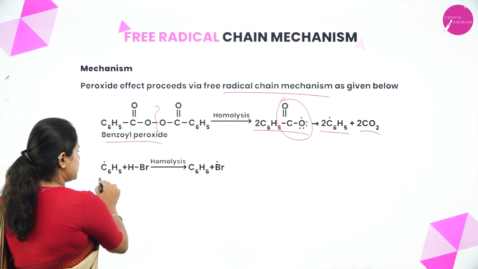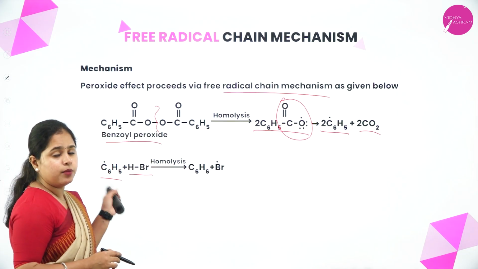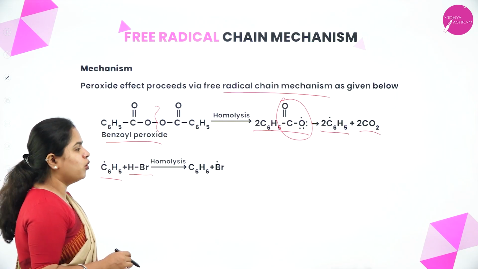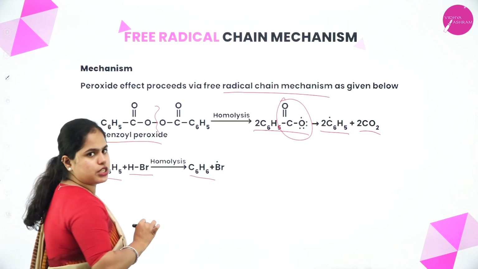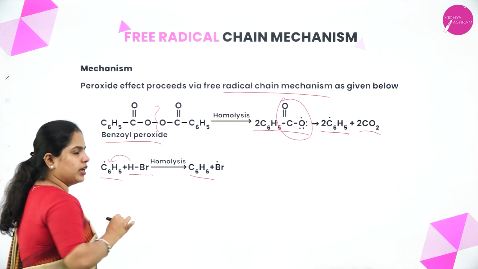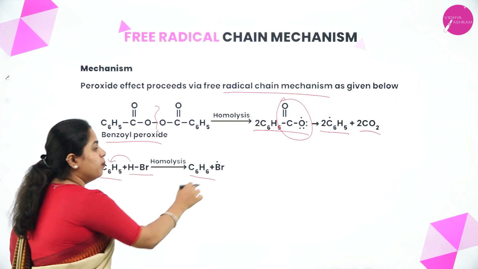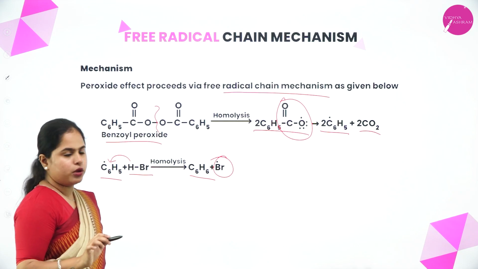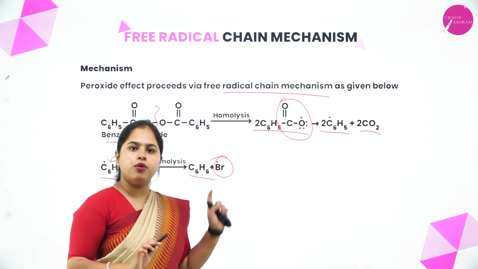So now to the C6H5 radical, we are adding HBr. Again, homolysis takes place, and you will get C6H6. This hydrogen will get attached here. Now what will happen to bromine? Bromine will get the free radical. So this is the first step, you got the bromine free radical.